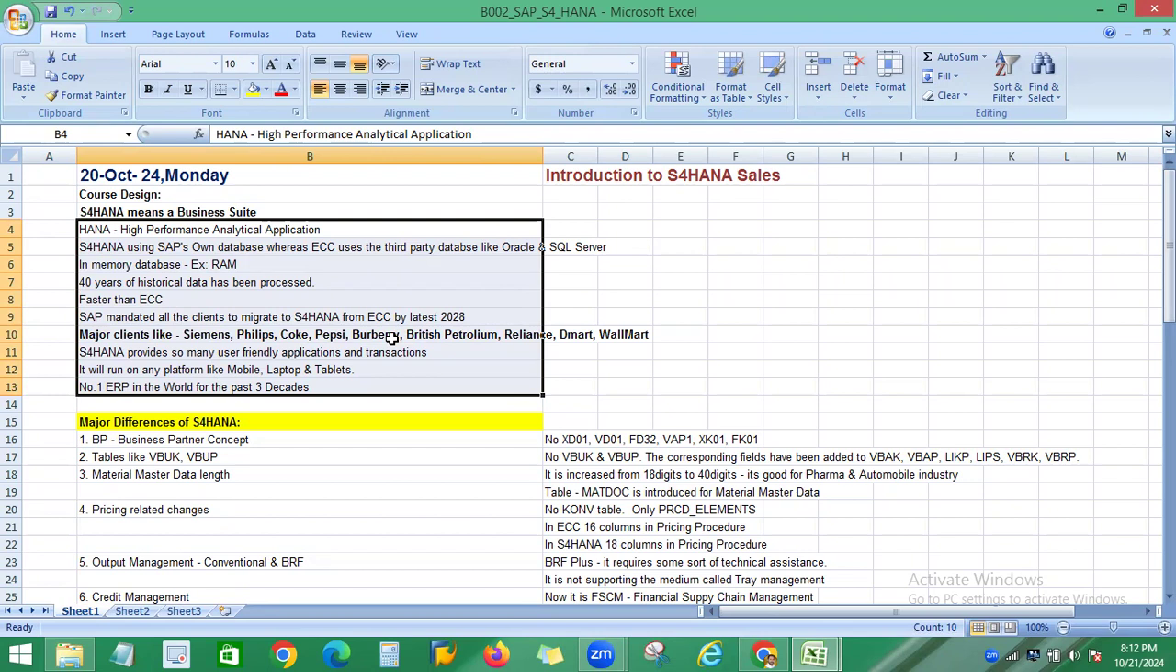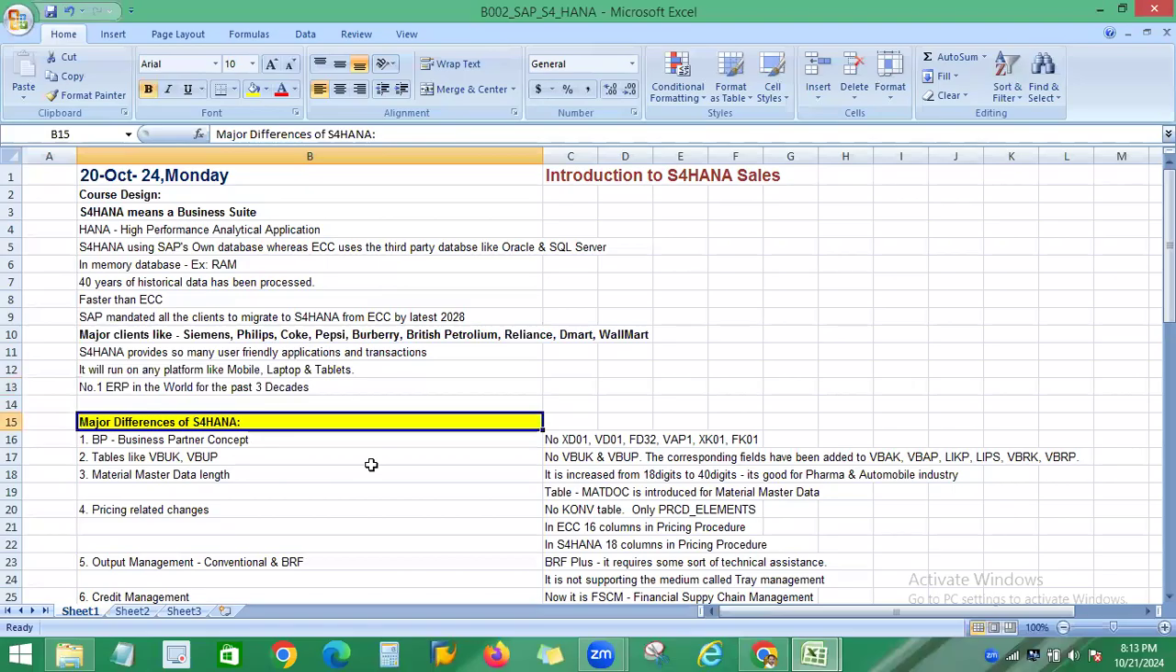101%, if you tell your interviewer you have knowledge of SAP S/4HANA, then you will get the first interview question: what is the major difference between SAP S/4HANA and SAP ECC?